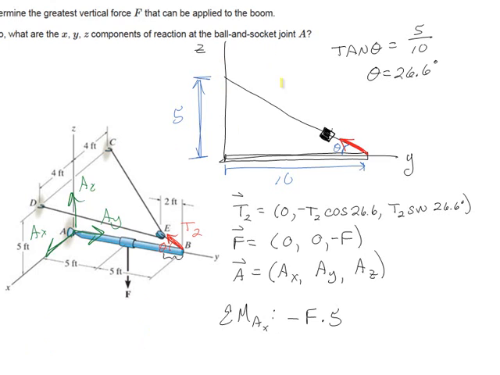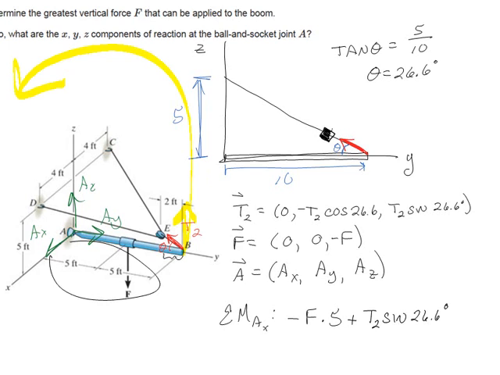All right. Then T2 is going to have one component that goes up, right? That's one component that goes up, and that component's going to be like that. So that's my sine component, and that's positive. So I have my T2 sine 26.6 degrees, and that distance is again 10 feet away. And then the other component of T2 is right along the boom, so it's not going to cause any rotation of the boom.